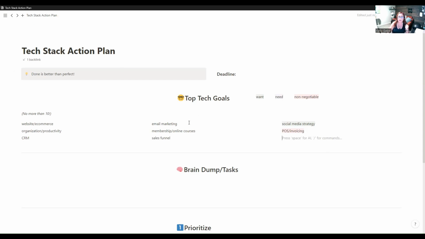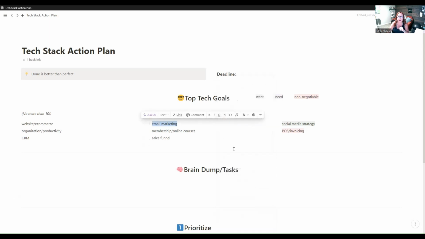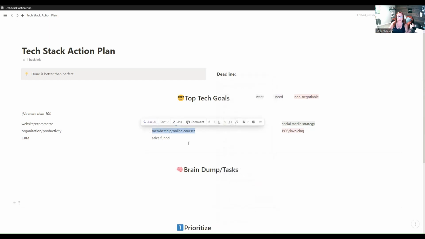Okay. Same thing with email marketing. I know that that's probably going to surprise a lot of people. That is something I'm going to highlight as a need, because it is something that I think is necessary regardless of your business, but it's not necessarily a non-negotiable from day one. For the type of business we're talking about, I'm going to go ahead and say membership or online courses is a want, or maybe even you leave it off your list altogether.